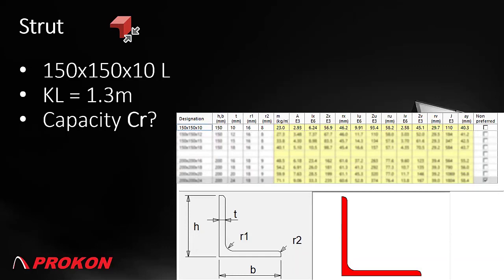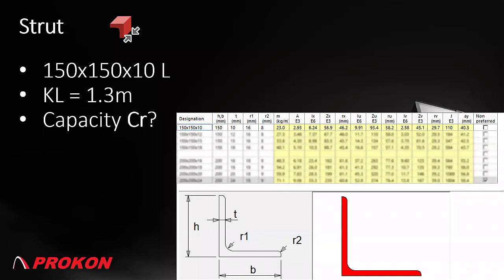This shouldn't be any news to you. As engineers, we have been taught this. What might be new is how PROKON deals with the class 4 elements in compression. The best way to show this is with an example.